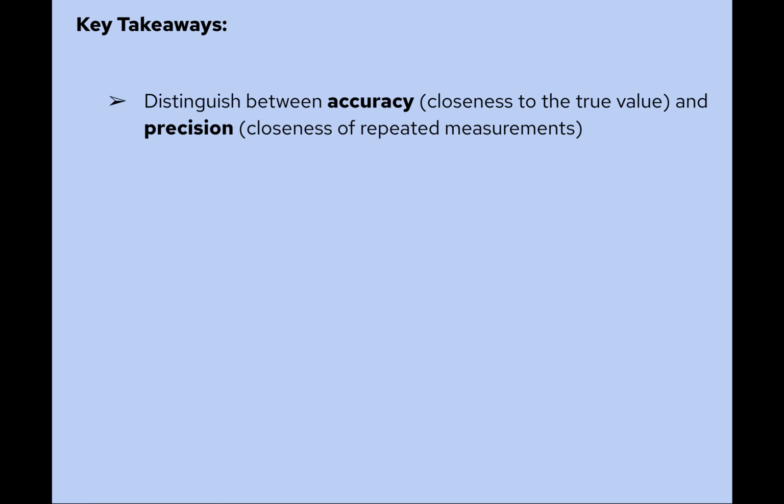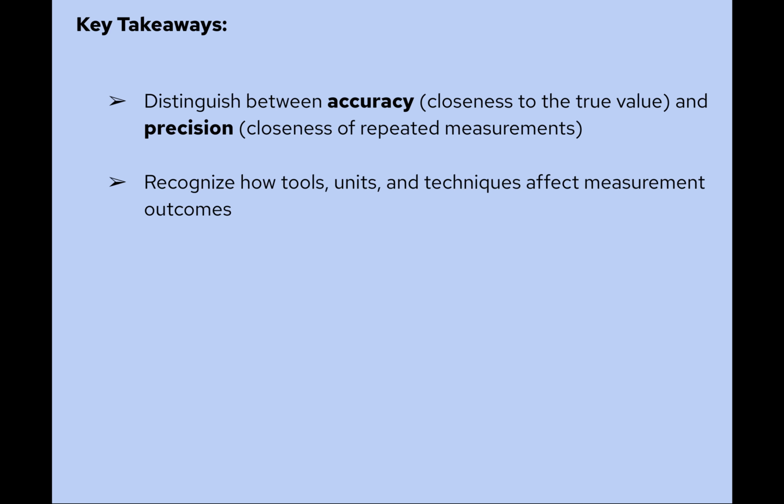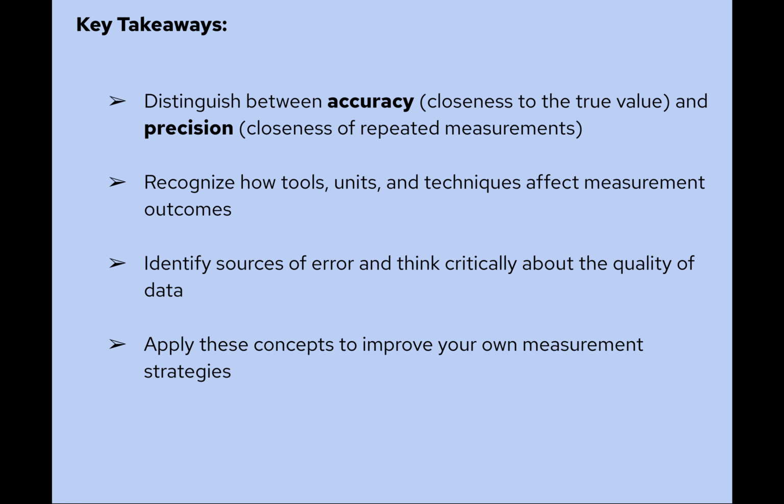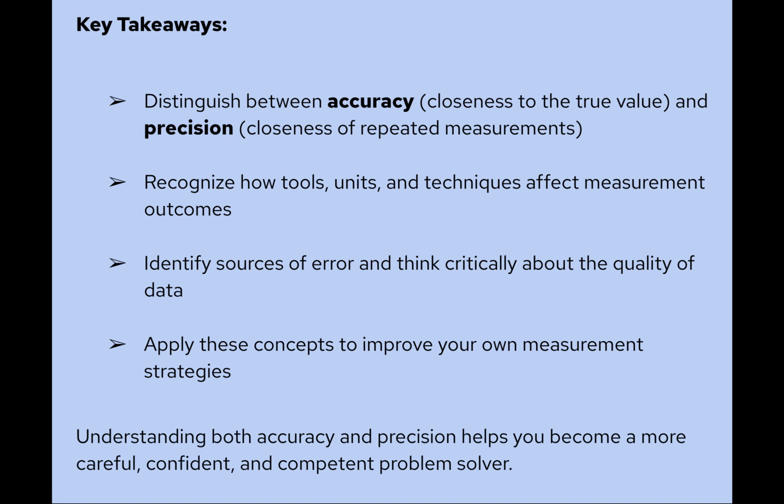So here's some key takeaways. Distinguish between accuracy, the closeness of the true value, and precision, the closeness of repeated measurements. So hopefully you now can distinguish between those two. Hopefully now you can recognize how tools, units, and techniques affect measurement and outcomes, that you can identify sources of error and think critically about the quality of the data, and that you can apply these concepts to improve your own measurement strategies. Understanding both accuracy and precision helps you become a more careful, confident, and competent problem solver.